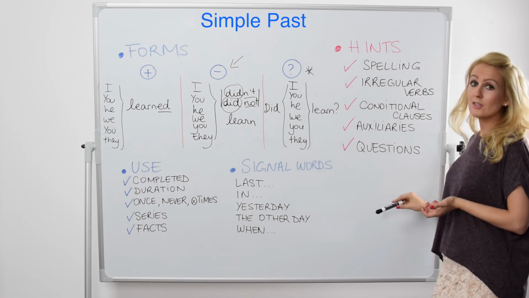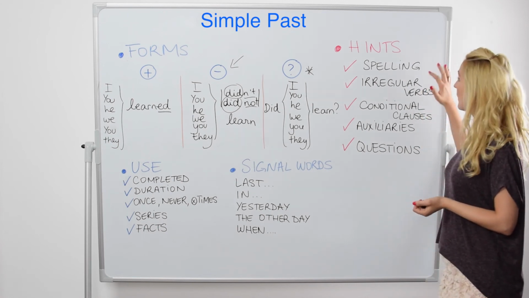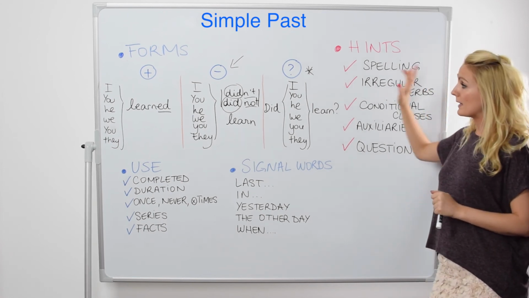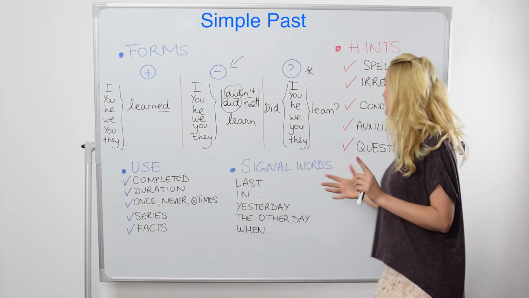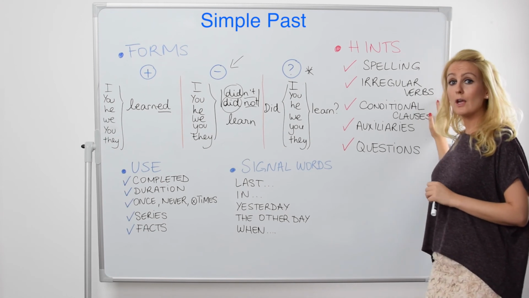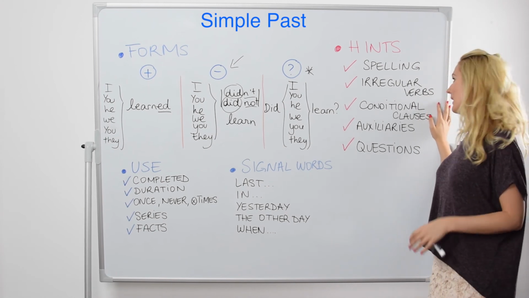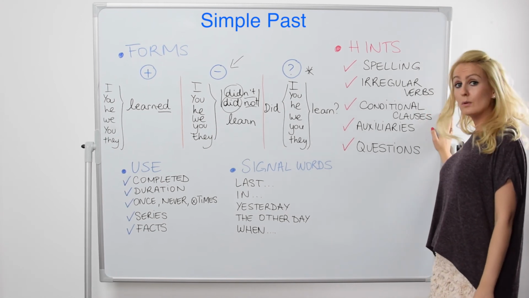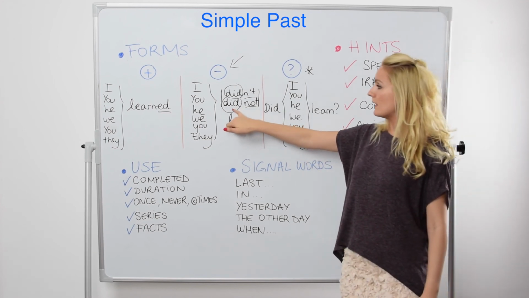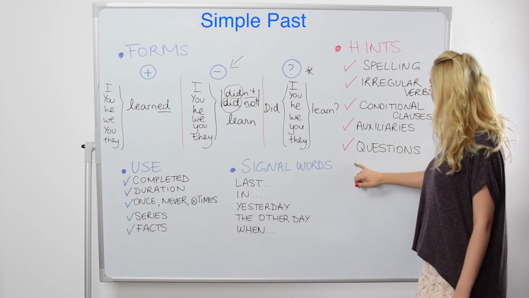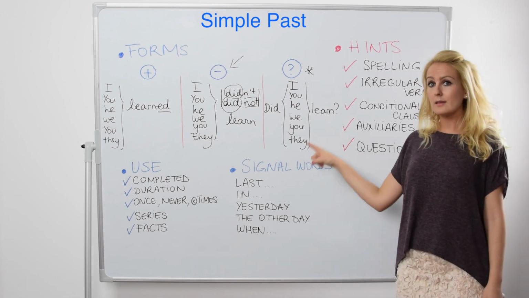So I've already mentioned many of the hints, and so watch out for the spelling. When it's just a simple verb like this, I just add ed, but it's not always true, so be careful. Watch the video on irregular verbs. There are many irregular verbs. The conditional clauses, the auxiliaries also, find out more about the importance of these auxiliaries, and question forms using the simple past.